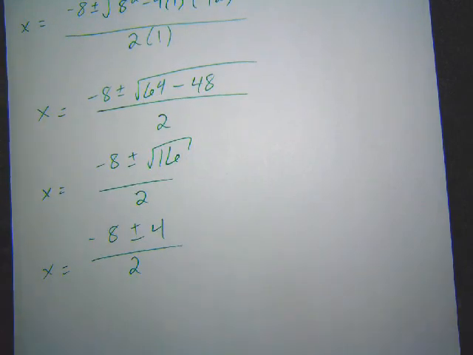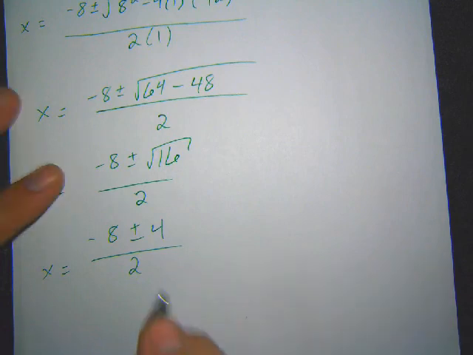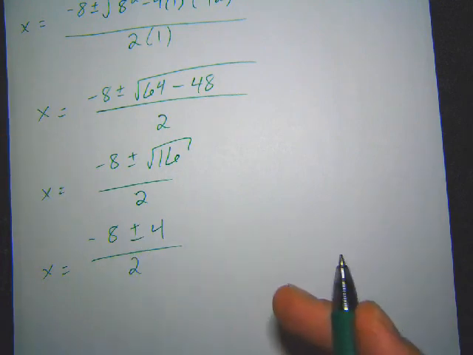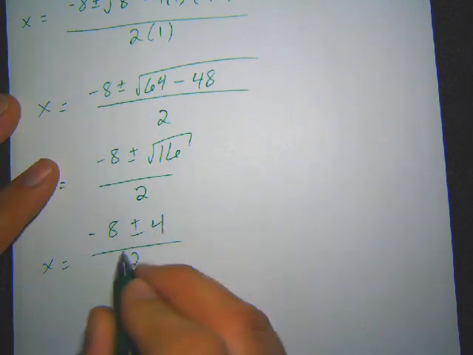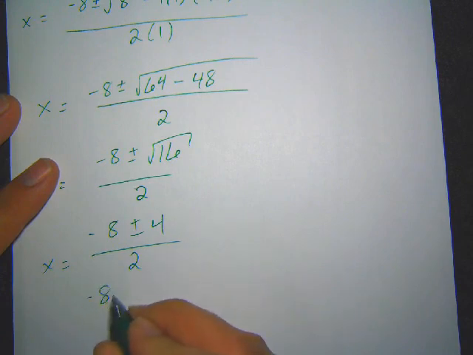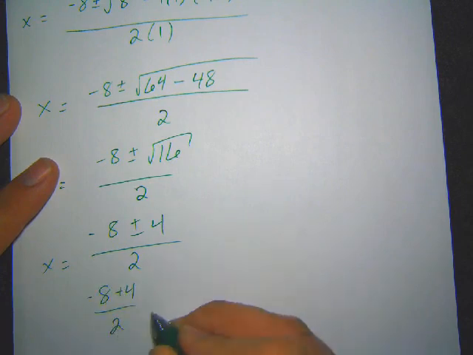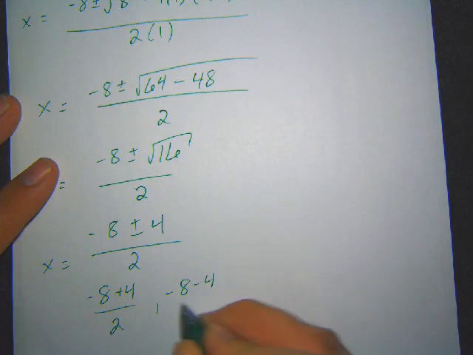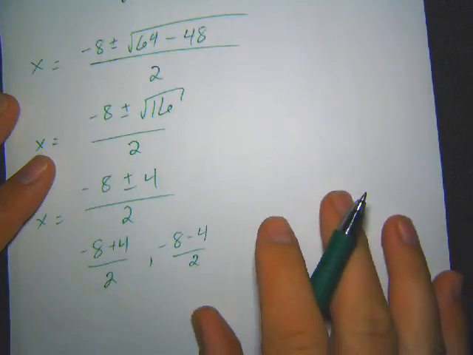There's two ways to approach this. One, you could divide both parts by 2. The other one is to actually do these addition and subtraction, because you can do it. So I should do that, actually. I'm going to do the addition, do the subtraction. So we get negative 8 plus 4 over 2, and negative 8 minus 4 over 2, because I can actually do that addition and subtraction.